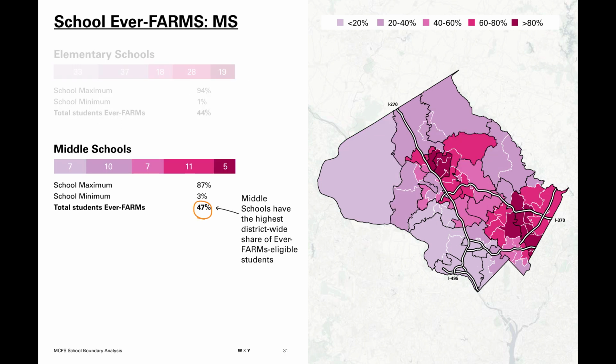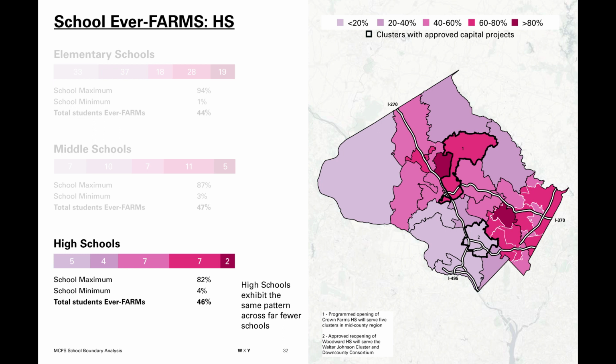When we look at the middle school level, we see a similar story. With a county-wide average of 47% of Fver-FARMS students, we also see a disparity that ranges between schools with only 3% Fver-FARMS students and schools with up to 87% concentration of Fver-FARMS students. At the high school level, we see some schools with as low as 4% Fver-FARMS students and other schools with as high as 82% Fver-FARMS students, with a district-wide average of 46%.